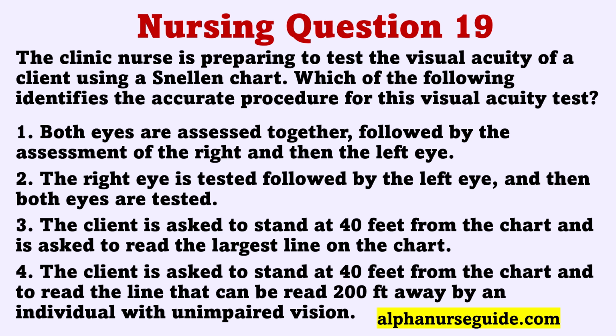The correct answer is 2. The right eye is tested, followed by the left eye, and then both eyes are tested. Visual acuity is assessed in one eye at a time, and then in both eyes together, with the client comfortably standing or sitting. The right eye is tested with the left eye covered, then the left eye is tested with the right eye covered. Both eyes then are tested together. Visual acuity is measured with or without corrective lenses, and the client stands at a distance of 20 feet from the chart. A visual acuity test is only one part of a comprehensive ophthalmologic examination. The goal of the visual acuity test is to determine clarity or sharpness of vision.